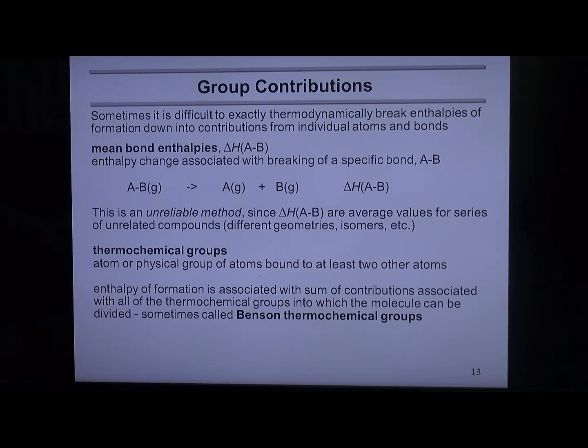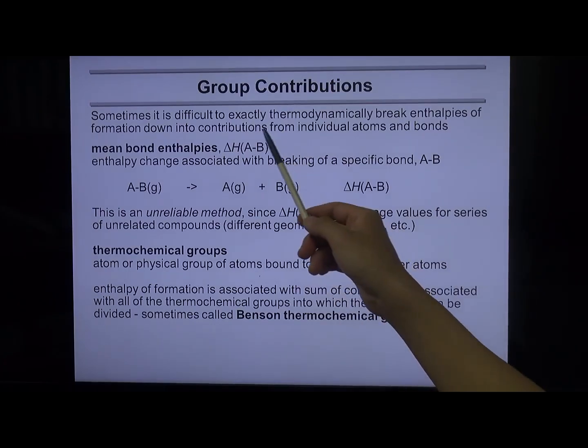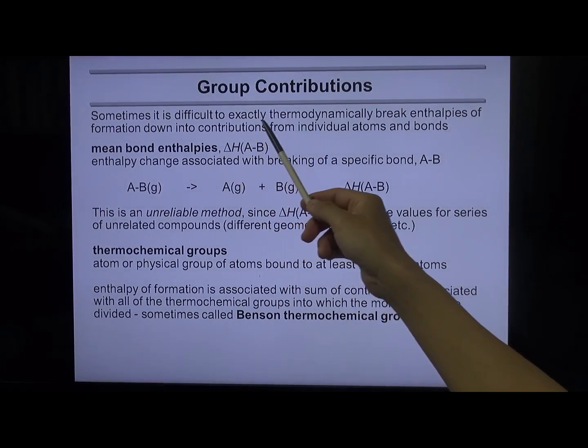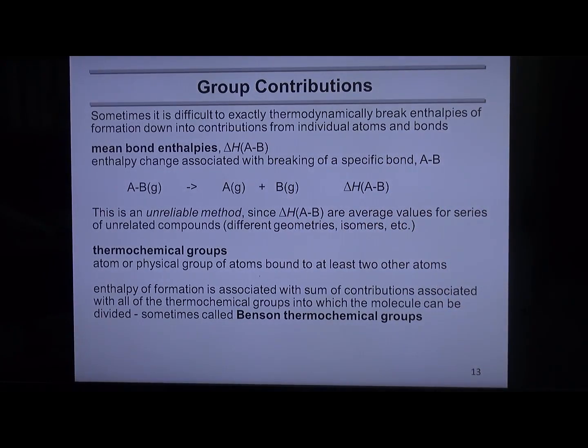Group contribution. To determine the standard enthalpy of formation of a specific compound, what we did was to break it into component atoms using the reference state. But it is sometimes difficult to exactly thermodynamically break enthalpies of formation down into contributions from individual atoms and bonds. What does this mean?